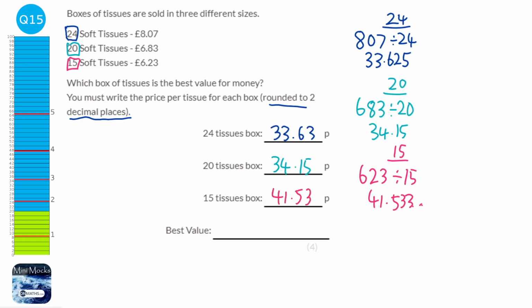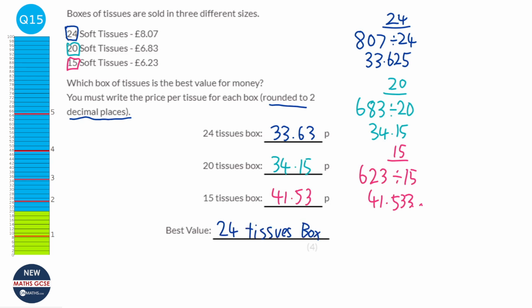So if you buy 15 tissues, it will cost 41 pence. 20 tissues, it will be 34 pence per tissue. But 24 tissues will be 33.63. So that's by far the cheapest. The best value is the 24 tissues box.